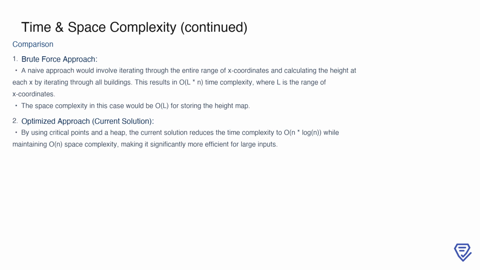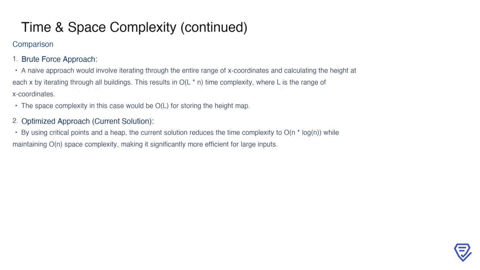To put these results into perspective, we can compare the current optimized solution to a brute force approach. In a naive method, we would iterate through the entire range of x-coordinates and compute the height for each x by iterating through all buildings. This results in a time complexity of O(L * n), where L is the range of x-coordinates, which can be very large. The space complexity in this case would also be O(L), as we store the height map for the entire range. The optimized solution, however, reduces the time complexity significantly to O(n log n) by focusing only on critical points and leveraging a heap for efficient processing.